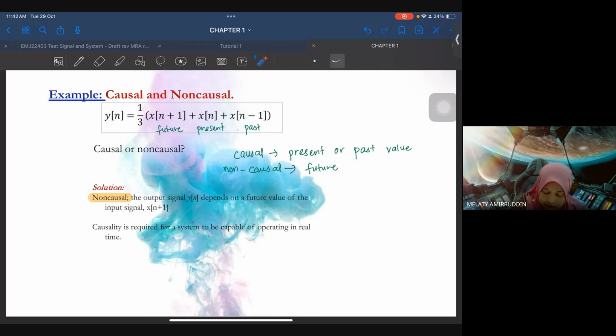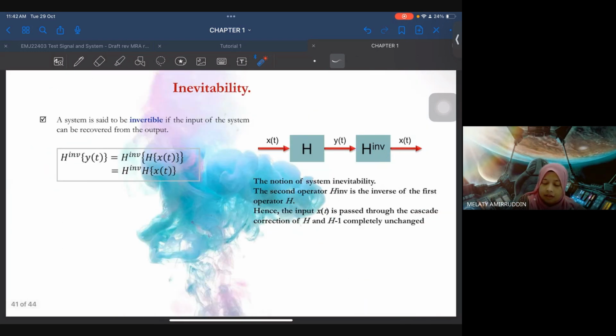Okay. So causality means the system is required to be capable of operating in real time, at that moment. Okay. And then we have invertibility.